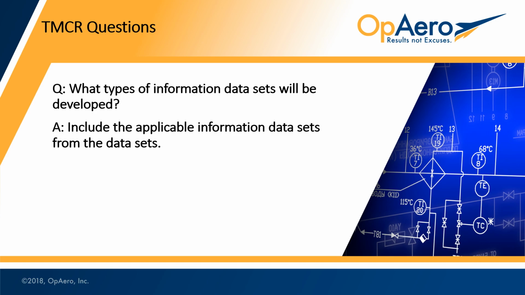Is it a description of function of a component? Is it a theory of operation? These are information sets. Is it maintenance procedures? Is it fault isolation? It could be wiring data. It could be corrosion control procedures, or it could be an illustrated parts data module, which includes all of the parts in that system or subsystem. So you want to identify those particular information data sets you would like the TMCR to address.